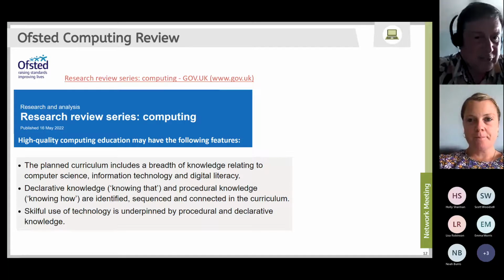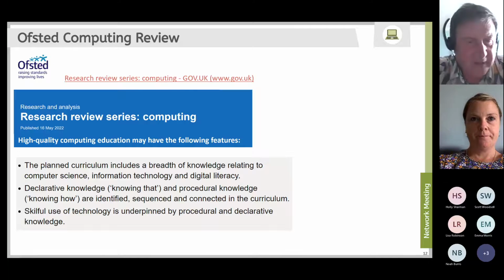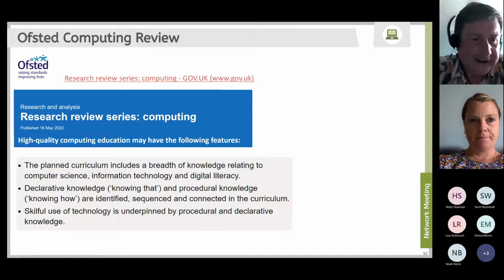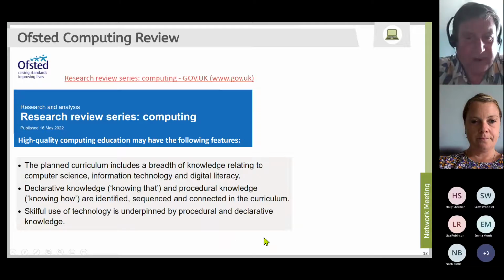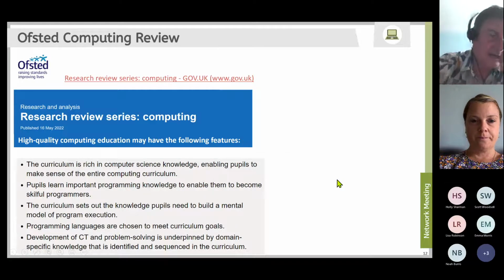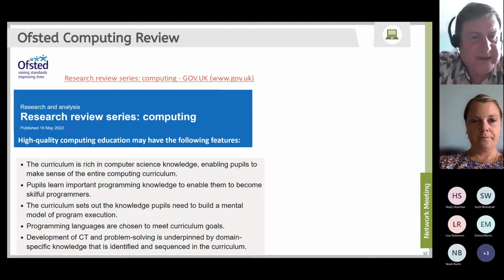So there are those 3 broad areas that they mention, and they make the differential between declarative knowledge and procedural knowledge, knowing that and knowing how. And I think that's very similar to the approach that we've taken in our curriculum as well. And then the use of technology is underpinned by that knowledge, so nothing too surprising there. And then again, plenty more bullet points as we go through. I won't try and read them all out to you.